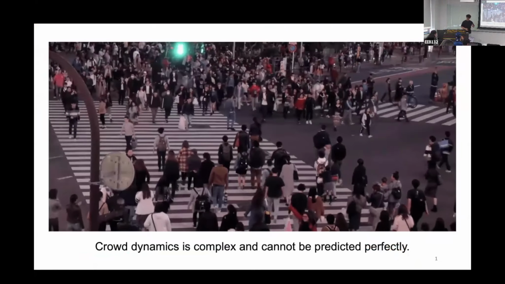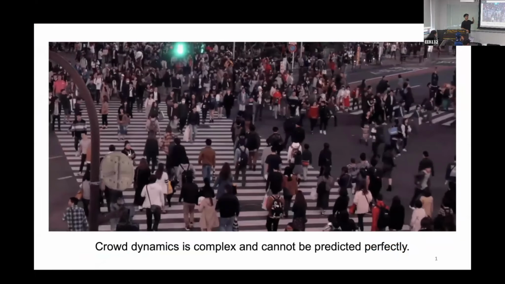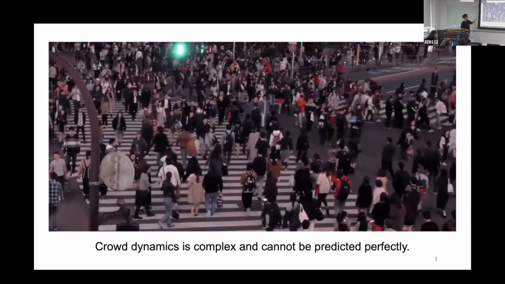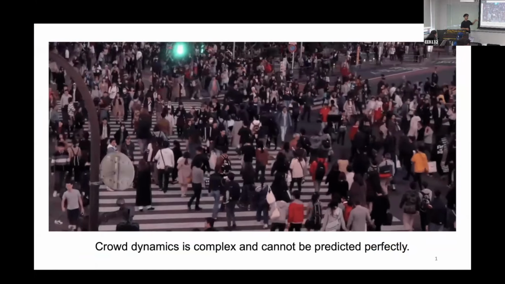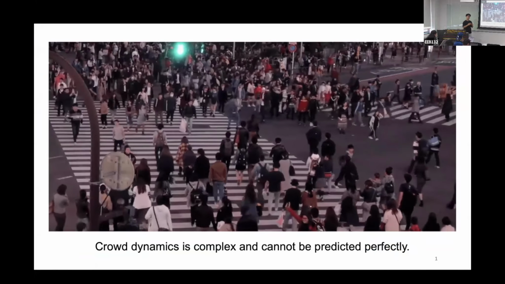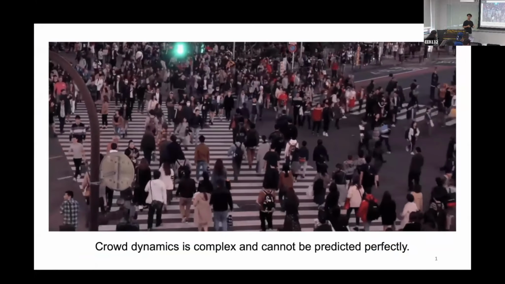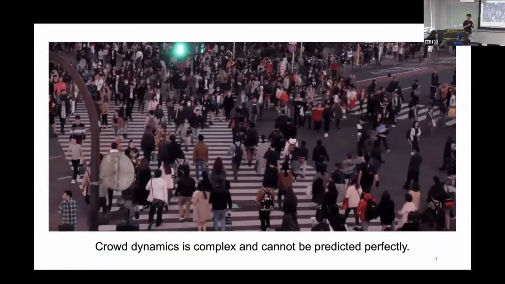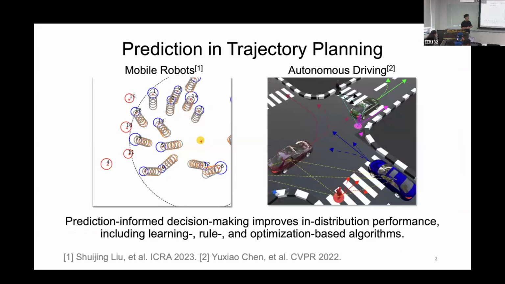So let's first view a typical dense intersection, and we can see that the human dynamics are quite complex. In this scenario, we cannot predict the human positions perfectly. At the same time, prediction-informed decision-making has been widely adopted in trajectory planning, whether it's mobile robots or autonomous driving.